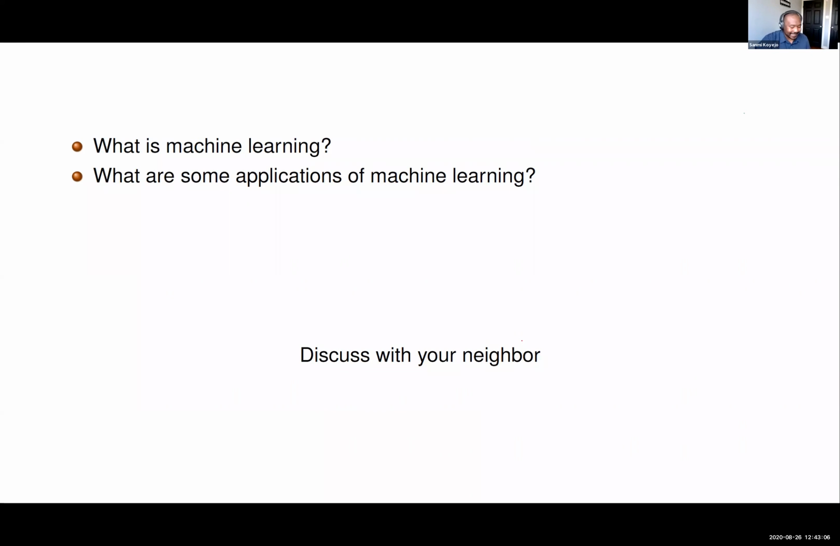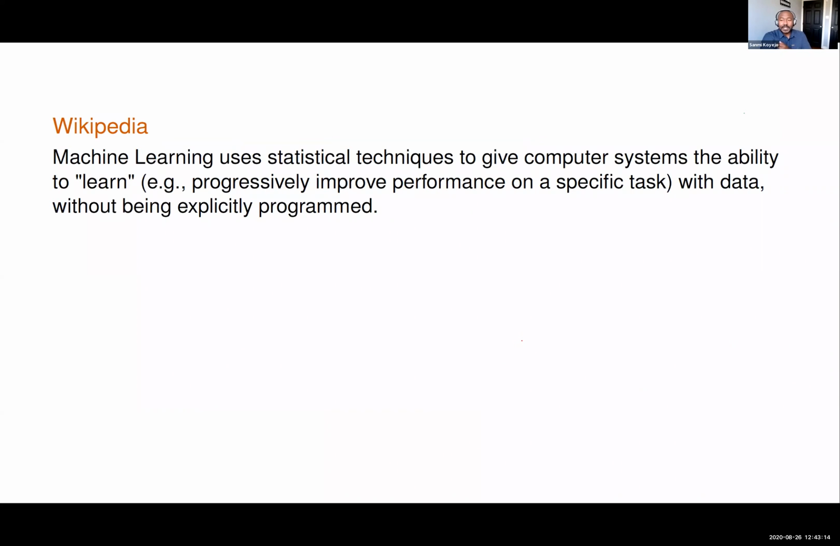Okay, so I think that's a fun discussion. Thank you. I'm going to continue lecture. So according to Wikipedia, which by some accounts is the best source of information, machine learning is about using statistical techniques to give computer systems the ability to learn, so improve performance in a specific task without being explicitly programmed.